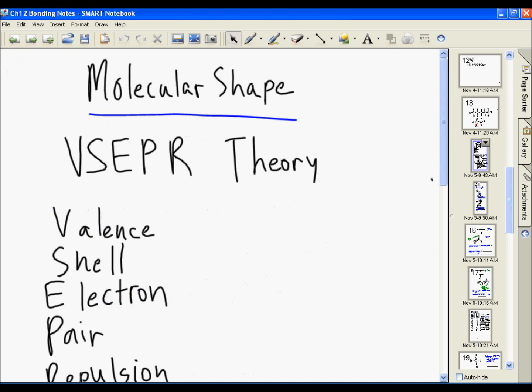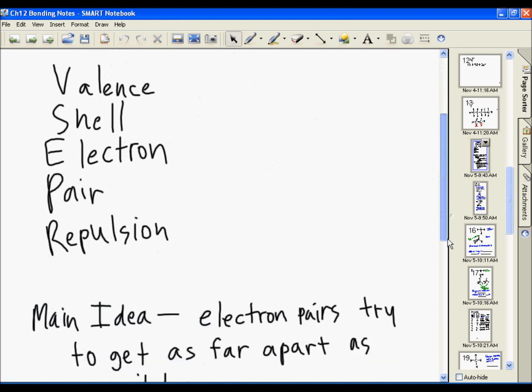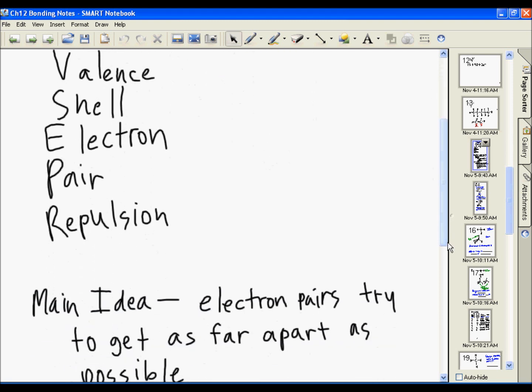Molecular shape, which, as I said, is based on VSEPR theory. VSEPR is how we pronounce VSEPR. And VSEPR stands for valence shell electron pair repulsion, which is a mouthful, but the concept is fairly simple.